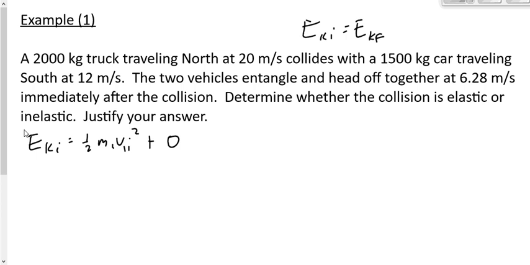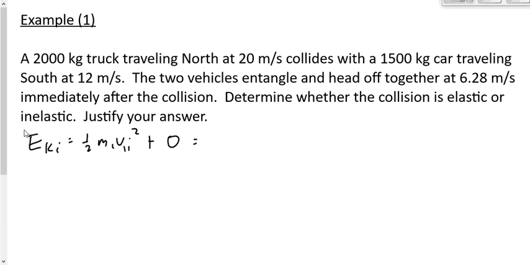Why would we set EKI equal to EKF when we know we're going to lose kinetic energy? Even if we didn't know that, we still don't want to set them equal to each other because we didn't know whether they're equal or not, right? We set PI equal to PF because we know the momentum is conserved. But with kinetic energy, don't ever set them equal to each other unless you know it's elastic.